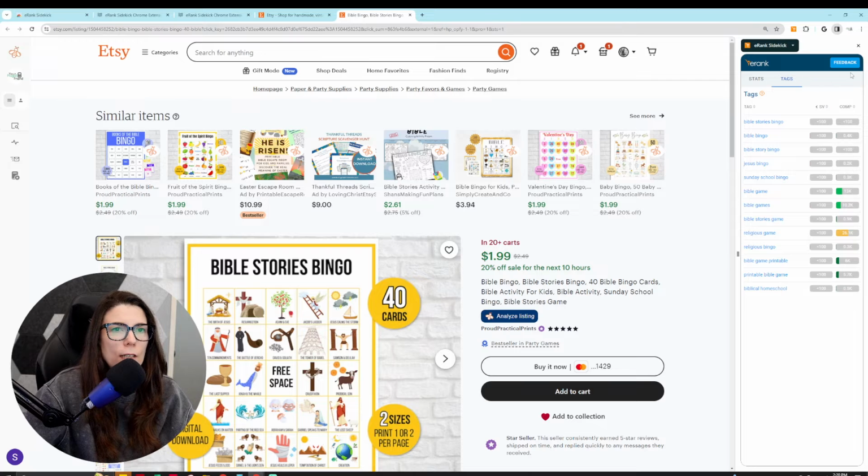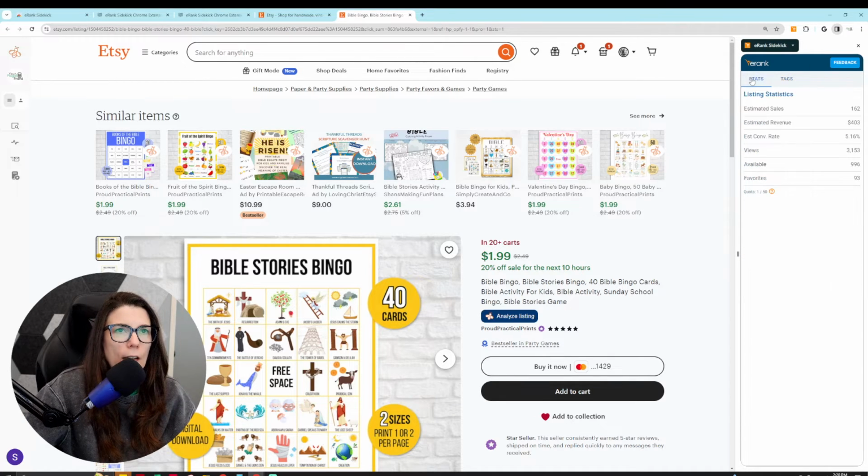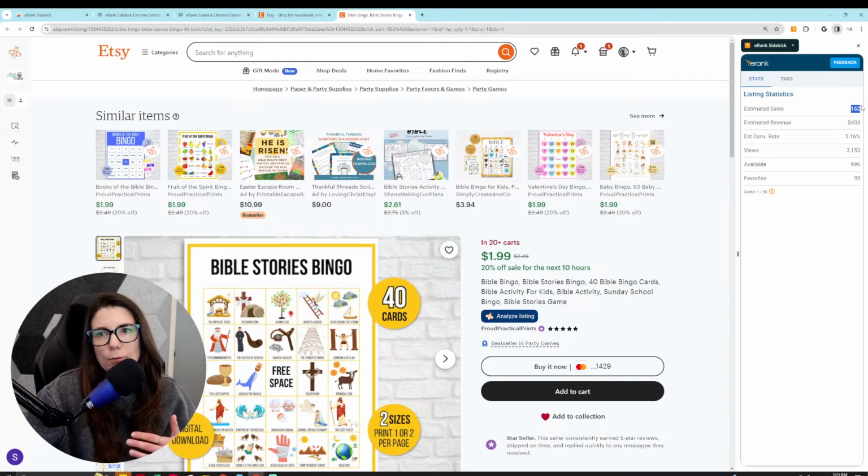So here is what the Sidekick data looks like. It gives you the stats first. So they give you estimated sales. And I don't know how they come up with this calculation. I have reached out to the owner of Erank to ask how he does it. Of course, he's not going to give me his trade secrets, but I've been testing it and it is 80% accurate. And he said that himself, that it's 80% accurate. So it could be plus or minus more sales.